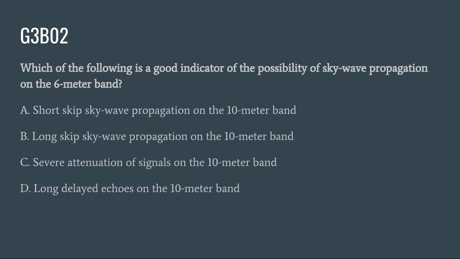G3B02, which of the following is a good indicator of the possibility of sky-wave propagation on the 6-meter band? A. Short skip sky-wave propagation on the 10-meter band. B. Long skip sky-wave propagation on the 10-meter band. C. Severe attenuation of signals on the 10-meter band. Or D. Long delayed echoes on the 10-meter band. Correct answer is A. Short skip sky-wave propagation on the 10-meter band.